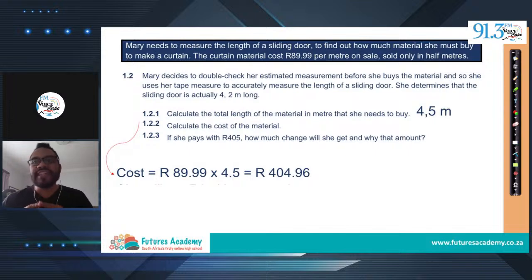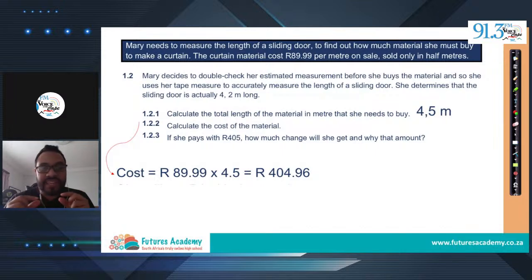Now, the next question is a very, very interesting one, because once again, you need to know something about currency, you need to know something about the context, and you also need to know a little bit about what coins are in circulation in our country. Question 1.2.3 says, if she pays with 405 rands, how much change will she get and why would she get that amount?